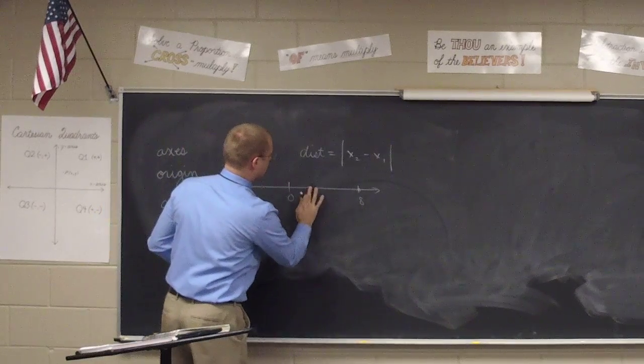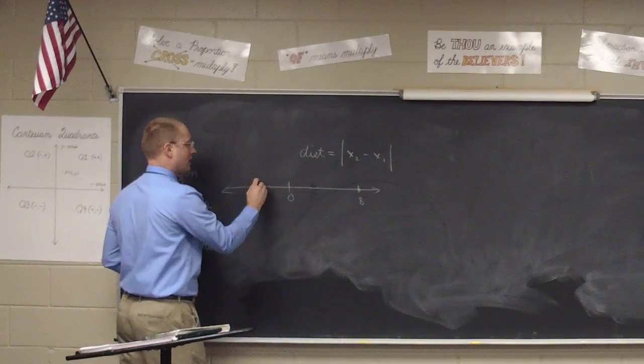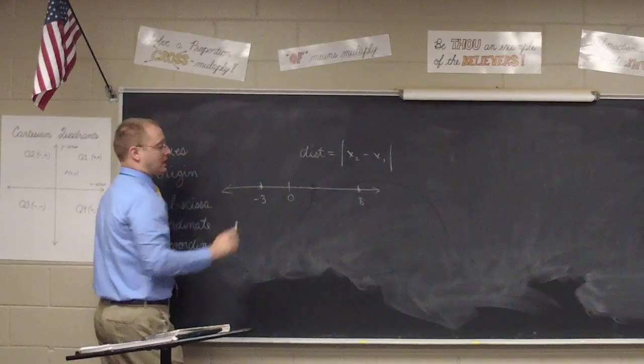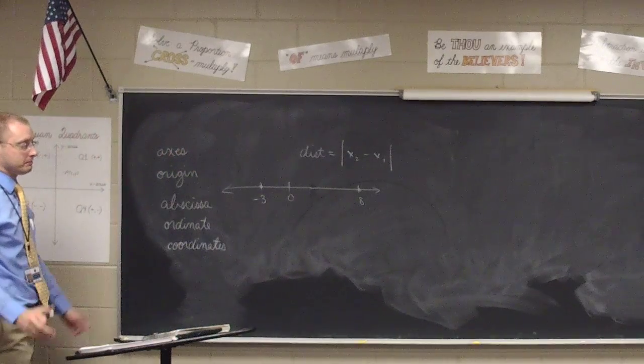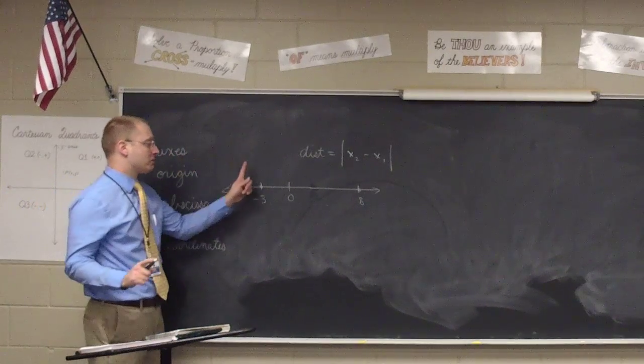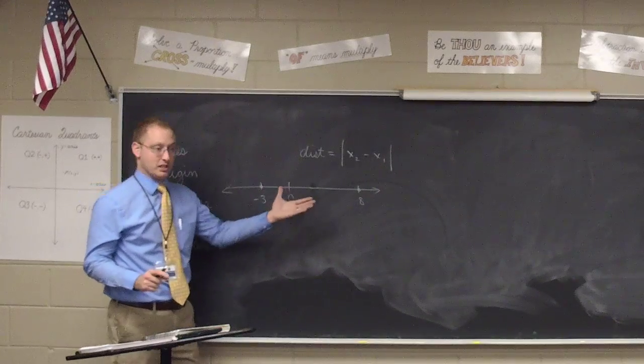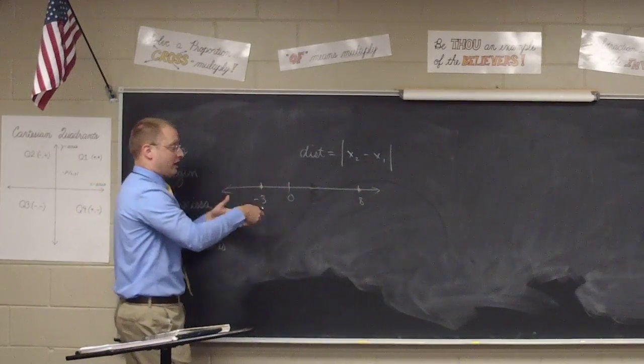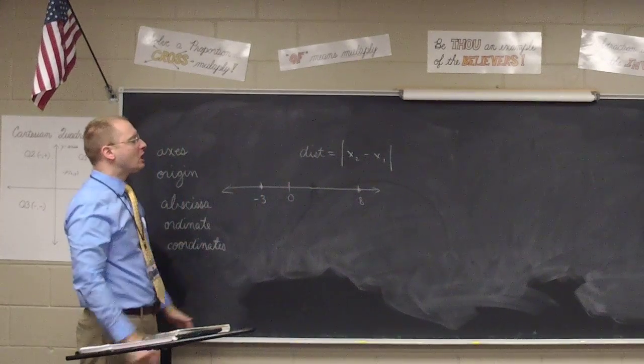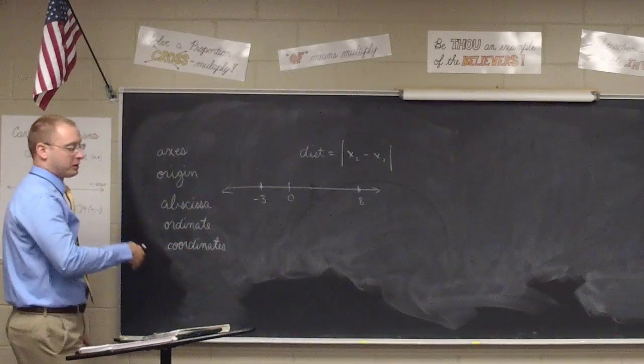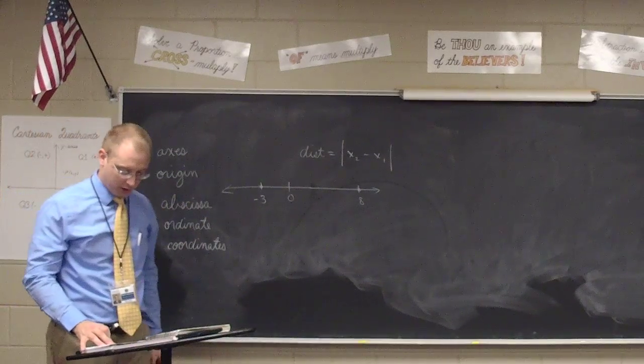What if I was interested in the distance between this point 8 and the point negative 3? How far apart are those points? 11. Because when you subtract the negative, it's adding the positive. Or you just think there's 8 units here, 3 there, that's a total of 11 units, right? So to find distance between points, we simply would subtract them away from each other.